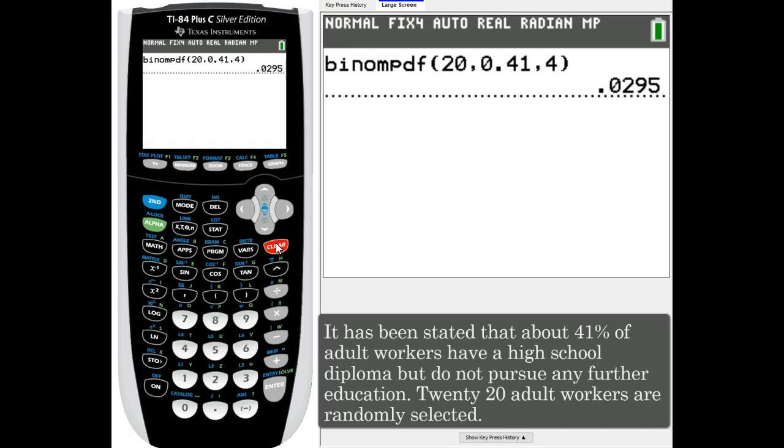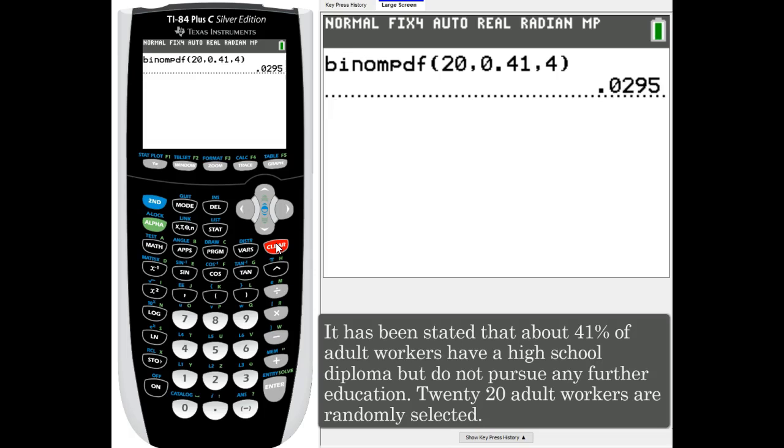So that was when it was exactly 4, I used PDF. Now what's the probability at most 12 of them have a high school diploma but do not pursue any education? At most means it could have been 0, 1, 2, 3, 4, 5, 6, 7, 8, 9, 10, 11, or 12. If we use PDF, we're going to have to calculate 12 of those and add them all up. We don't want to do that. We want the computer to do a lot of work for us.